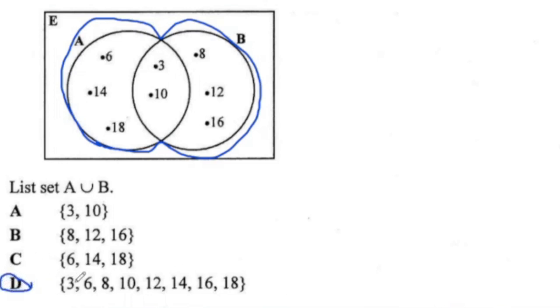We write 3, then 6, then 8. Remember, what you write should be either in ascending or descending order. So from 8 we go to 10, which is here, then 12, then 14, then 16, then 18. The only answer that has all the elements recorded is D. So D is the correct answer.